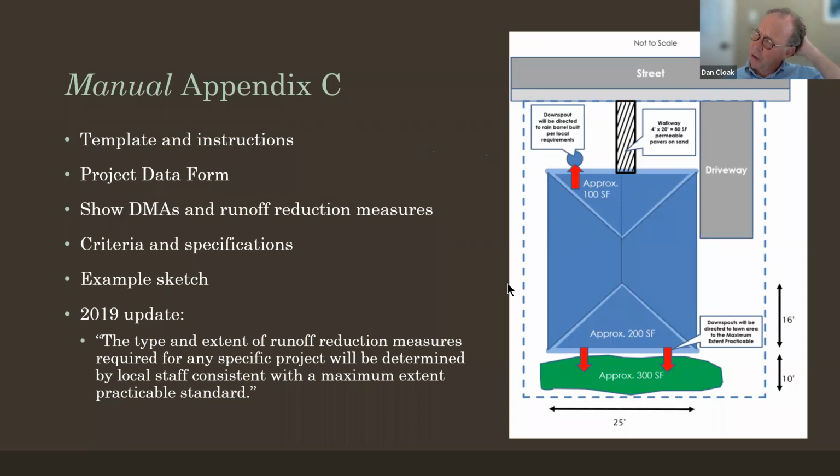the key change here, and I think the key understanding, I think this is completely reasonable, is the type and extent of runoff reduction measures required for any specific project will be determined by local staff consistent with a maximum extent practicable standard. And the question that maybe we want to discuss, or that certainly will be discussed for specific projects, is, in this case, what does maximum extent practicable mean?